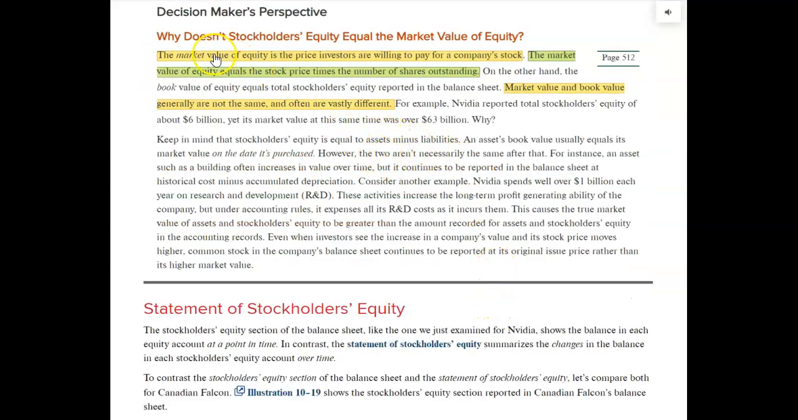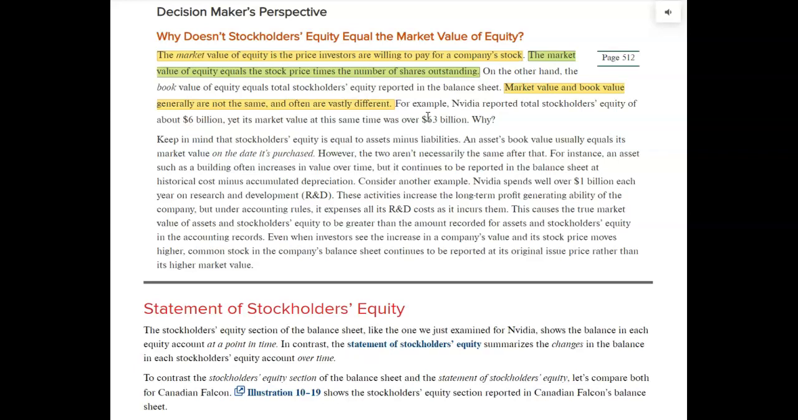Now, someone might ask, why doesn't stockholders' equity equal the market value of equity? Well, stockholders' equity is in the balance sheet. It's an accounting number. It does not reflect the value of the stock. The market does that. The market value of a corporation equals the stock price times the number of shares outstanding. So you look at the end of the day, see what the stock price is for one of these publicly traded companies. Then if you take that dollar per share amount, multiply it times the number of shares outstanding, that's the market value of that corporation.